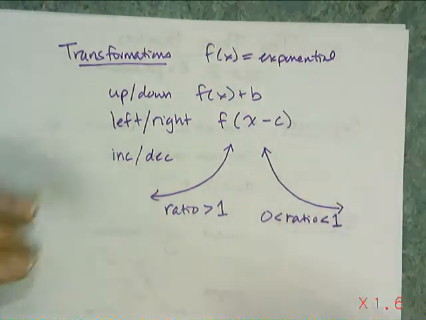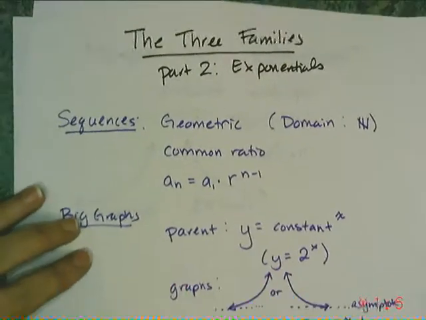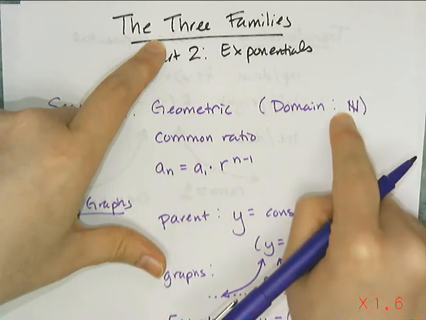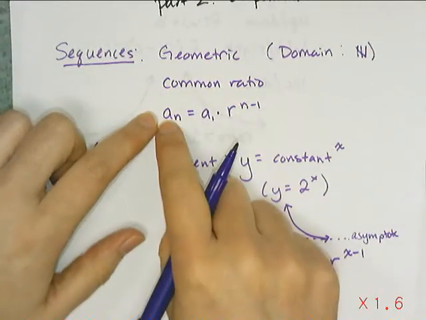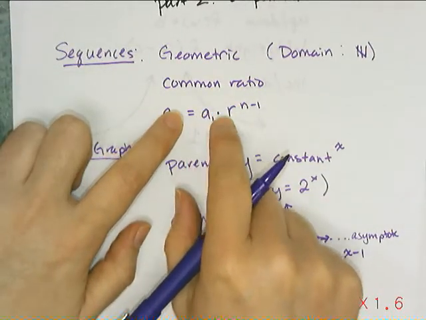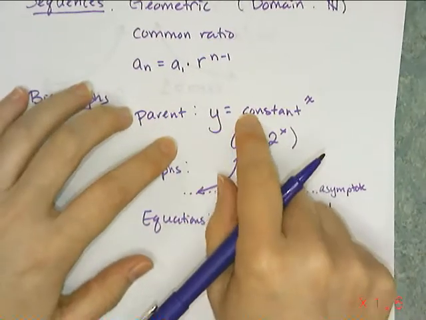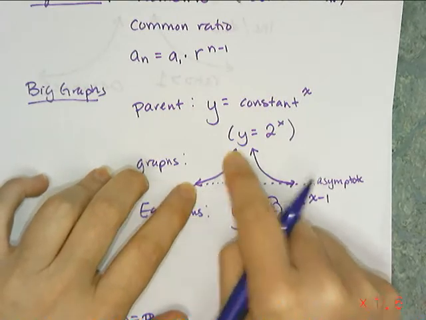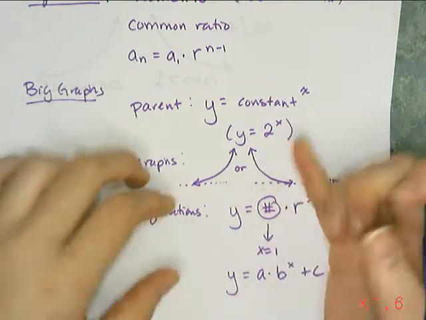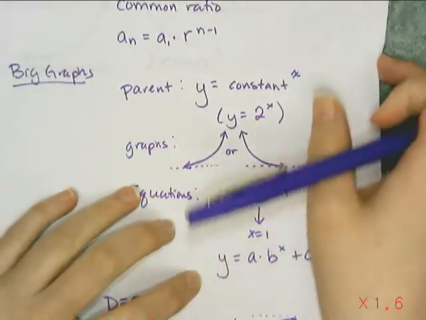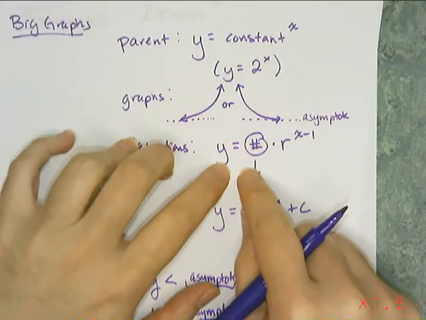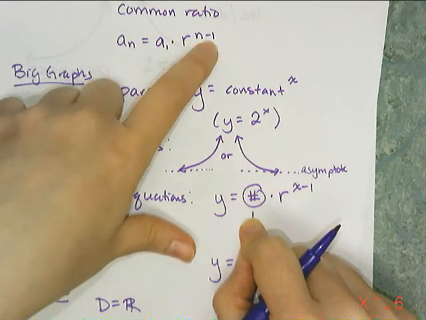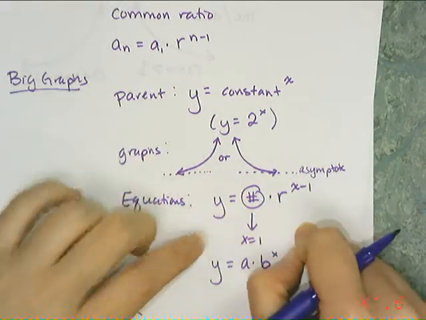So to recap everything, like I did with linear, geometric sequences belong to the exponential family. They just have a domain that's been limited to the natural numbers. The parent formula: a sub n equals a sub 1 times r to the n minus 1. The parent was some constant raised to the x power. The graphs had asymptotes and were exponential curves, either increasing or decreasing, or flips of these. The equations were, well, I just replaced the parent formula's a sub 1 and n with x's and y's.